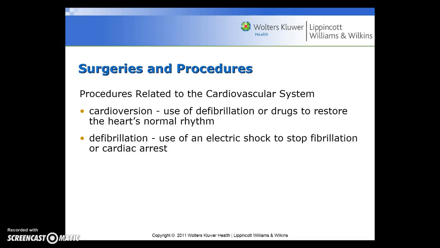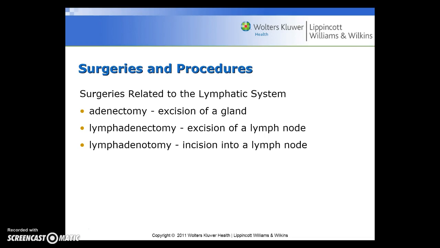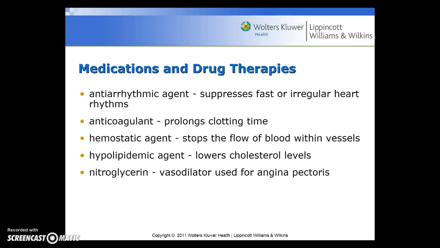Additional surgeries or procedures. Cardioversion is the use of defibrillation or drugs to restore the heart's normal rhythm. Defibrillation is the use of electric shock to stop fibrillation or cardiac arrest. For surgeries related to the lymphatic system, an adenectomy is an excision of a gland. A lymphadenectomy is an excision of the lymph node, and a lymphadenotomy is an incision of the lymph node.